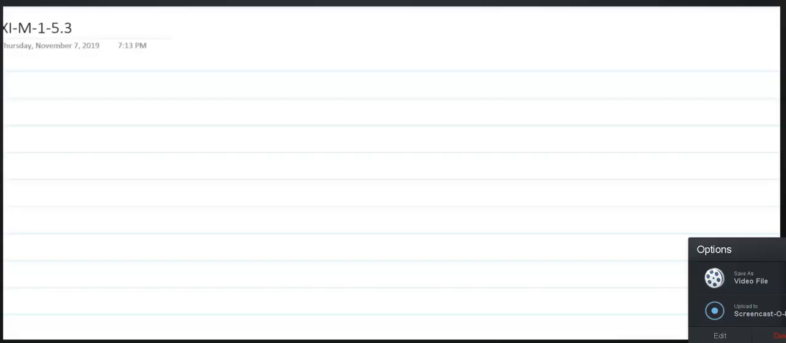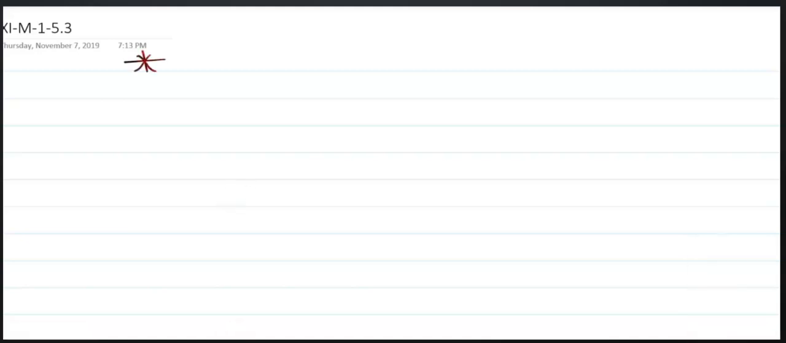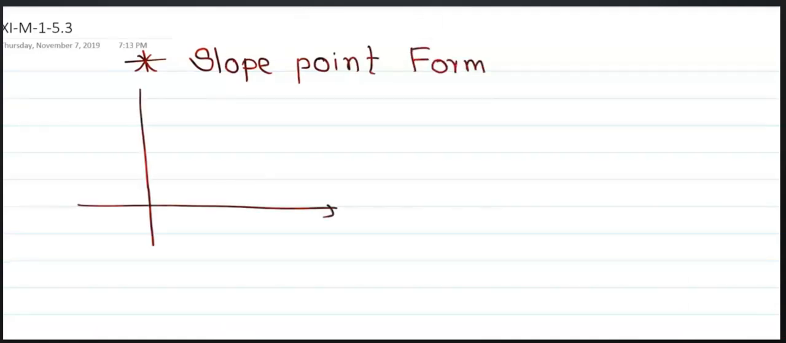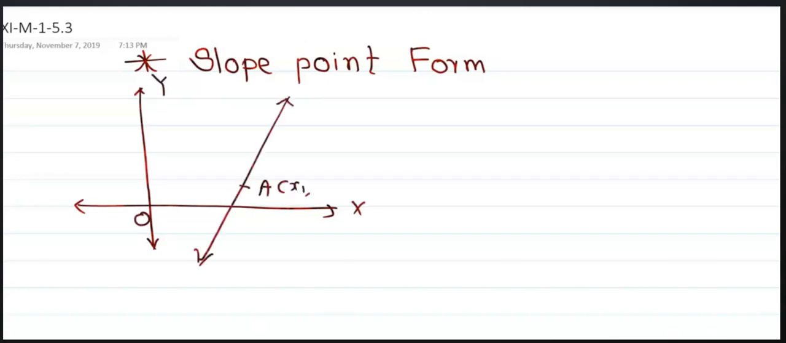Hello friends, now we will start the next topic: equation of the lines in the different forms. The first is slope point form.